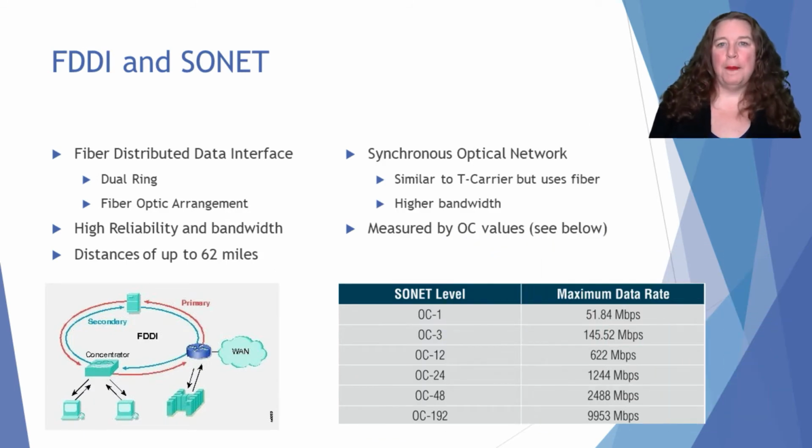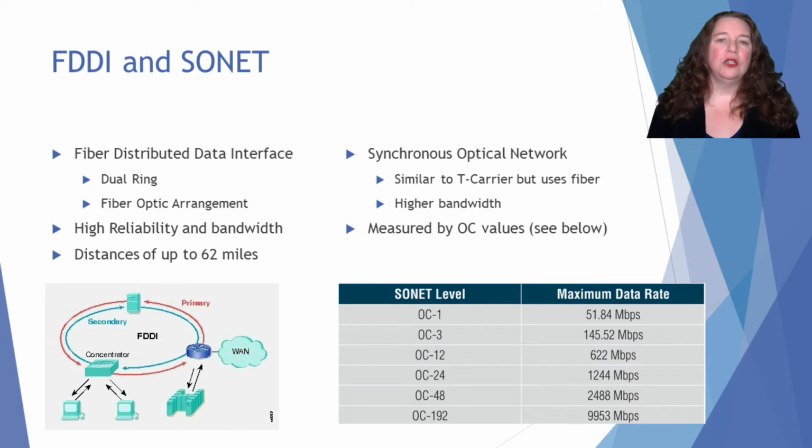At this point, we talk about our fiber networks, fiber interfaces. We've talked about FDDI, our fiber distributed data interface. It's done in a dual ring with fiber optic. FDDI is great because it has high reliability, since it's in this dual ring topology, and it has really high bandwidth. The great thing with FDDI is that you can get distances of up to 62 miles, which is huge when you think that we were just talking about 18,000 feet. 62 miles is a little bit longer than that. So FDDI is great for long distances, and again, high reliability, high bandwidth.